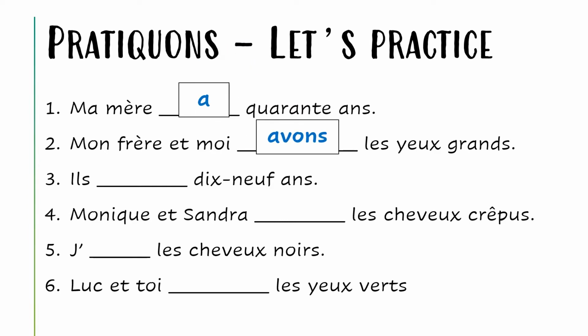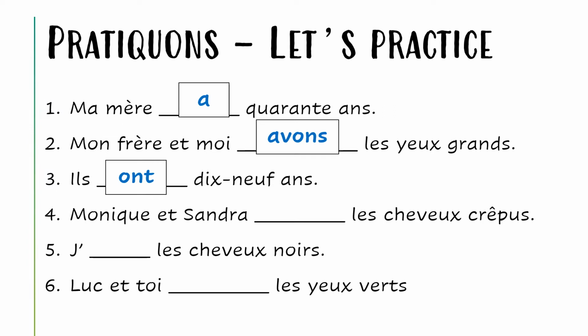Number three, il blank 19 ans. Il, this is masculine plural. They are 19 years old, or they have 19 years, if literally translated, but we don't say that in English. We say they are 19 years old. It'd be ils ont 19 ans, O-N-T. We say ont because the S from il means the en from the verb avoir.